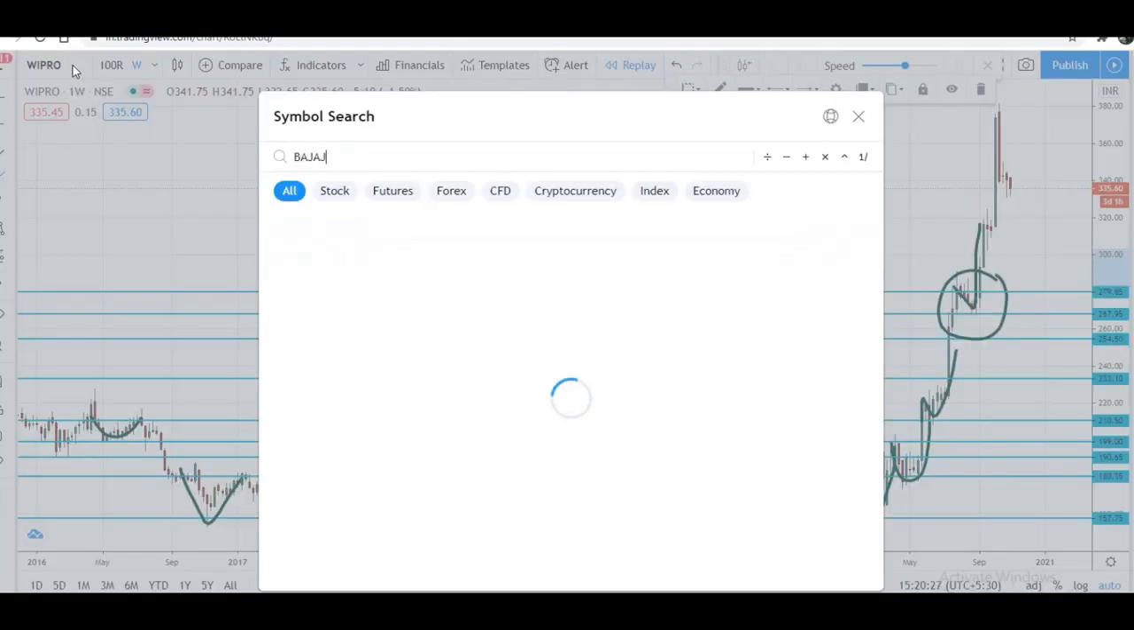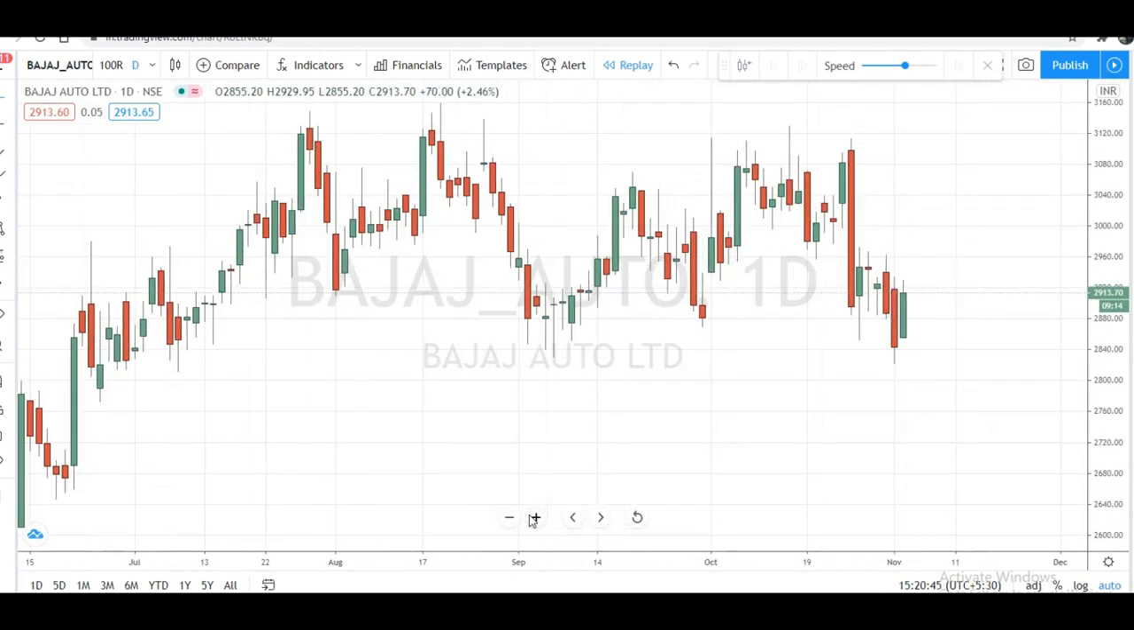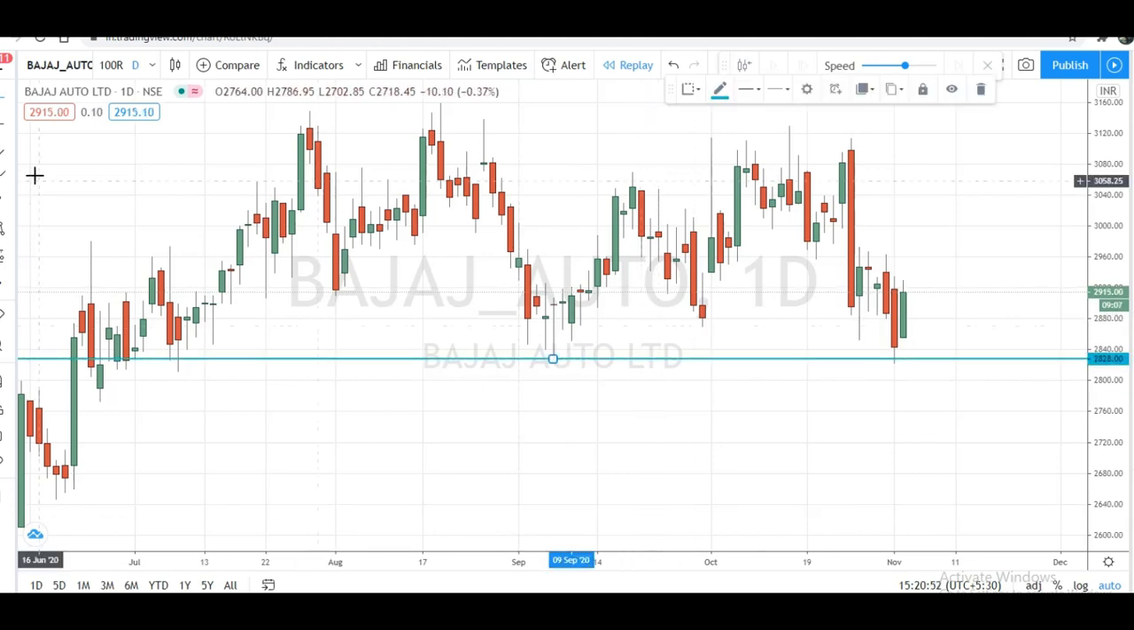Let me go to the Bajaj Auto daily chart. This is the Bajaj Auto daily chart. I'll zoom in so that I can identify the key supports. Well, for now this is a very good support. The reason: previously it had bounced back from this level, and even today on 3rd November it has touched this level and then reversed back.